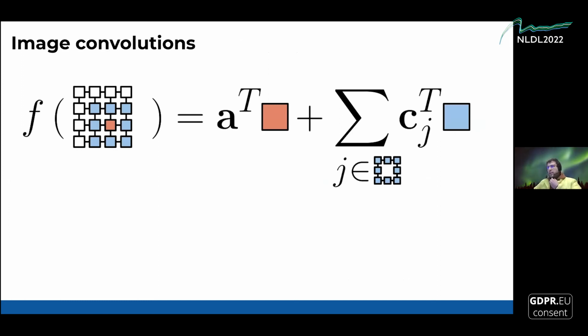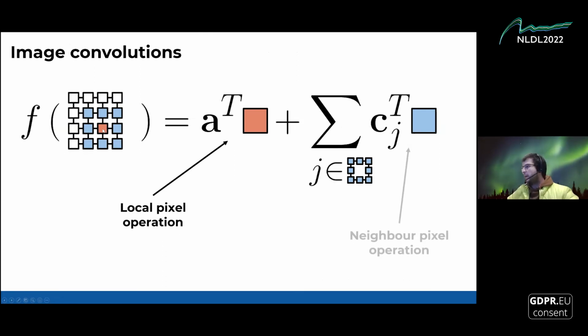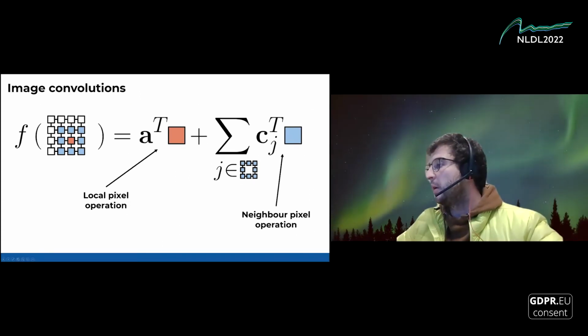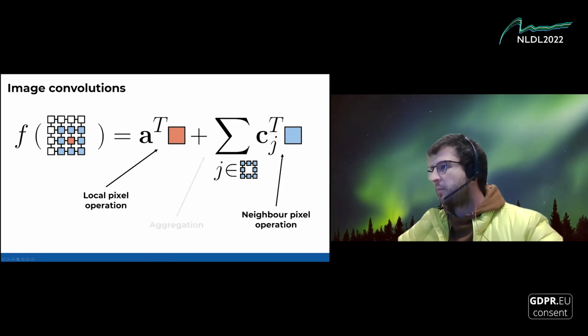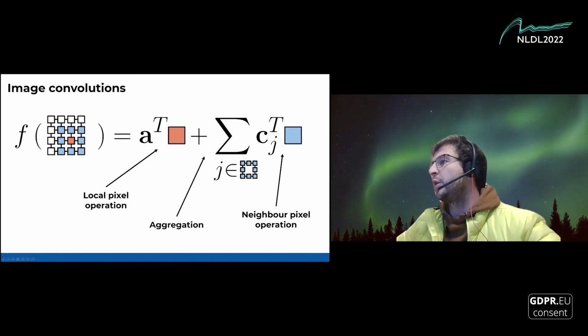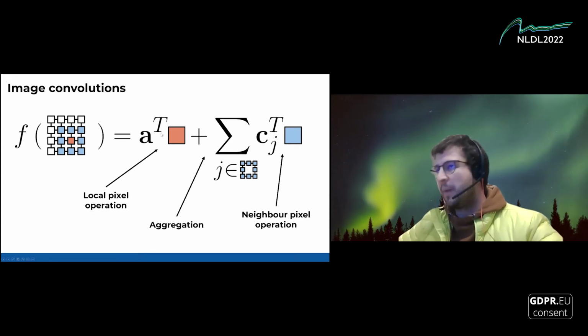So image convolutions are basically performed something like this. They take an image and perform a convolution centered on some pixel, here depicted in red, and this convolution usually involves some neighborhood like this, depicted with the red squares. So the convolution consists of two operations, a local pixel operation, so a direct operation on the center pixel in the middle, and then some operation on neighboring pixels. And then these operations on the neighboring pixels are aggregated and summed together.